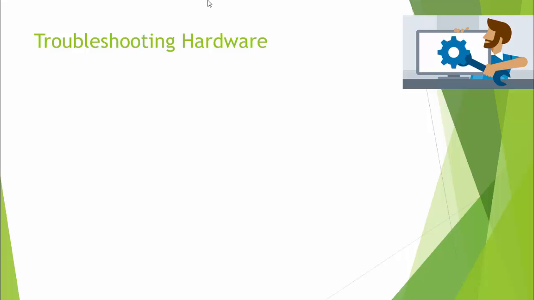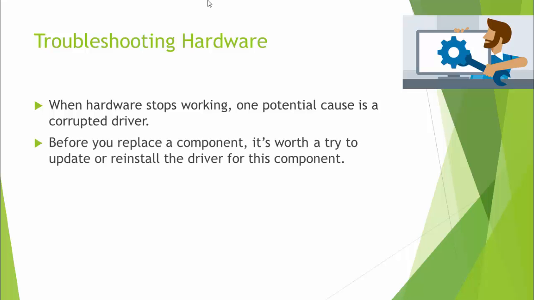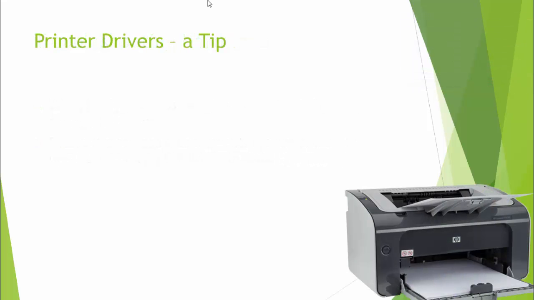Okay, so we've talked a little bit about problems with computers. If you have a piece of hardware that stops working, one potential cause is just a corrupted driver, so the interpreter is no longer working with your system. Before you go out and buy a new piece of hardware, a new webcam, new document camera, new scanner, new printer, before you go and replace that component, it's a good idea to try to update or reinstall the driver for that component.